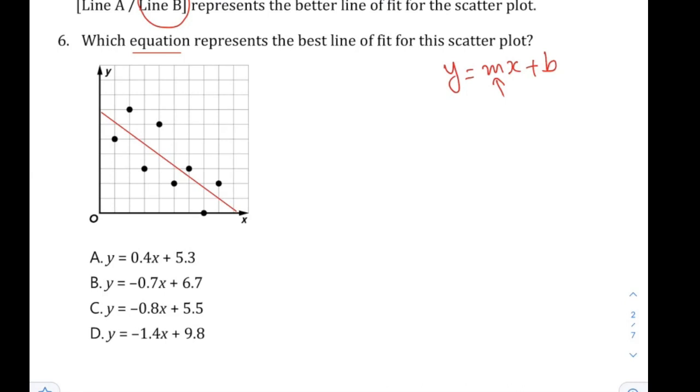This is considered a good line of fit because the number of points above this line is 1, 2, 3, 4, and the number of points below the line. Okay, let's go back.